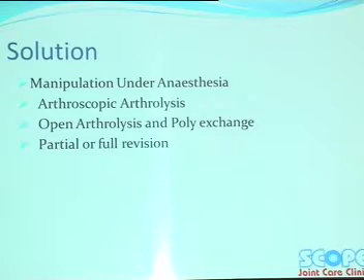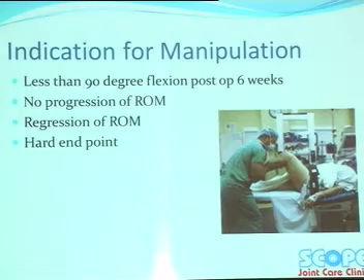Coming to the treatment, what we can do for these stiff joints, there are a variety of things available. We are going to act when our patient is not gaining movement up to 90 degrees by the time of 6 weeks. There is no progression of range of motion, or initially the patient has gained movement and then has lost it, or there is a very hard endpoint to the flexion.